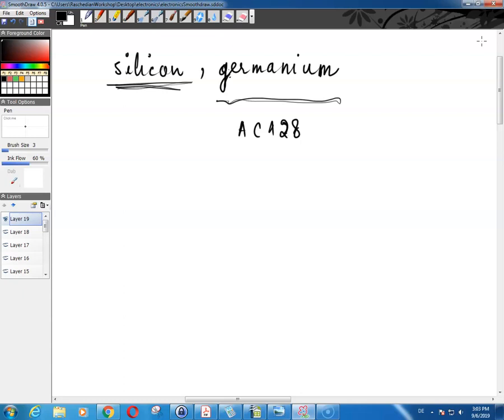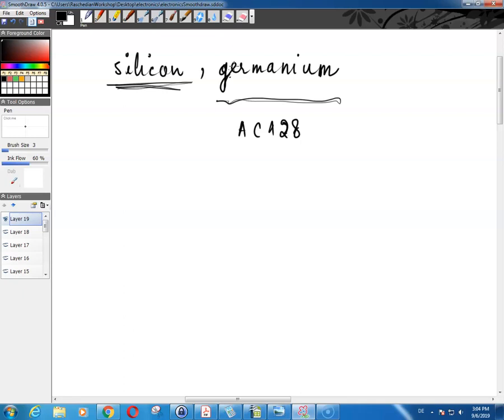After germanium transistors, there came the silicon transistors. Silicon transistors were much more energy efficient and, as far as the size is concerned, they were much smaller than germanium transistors overall.